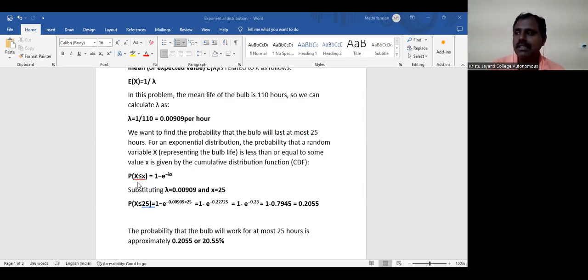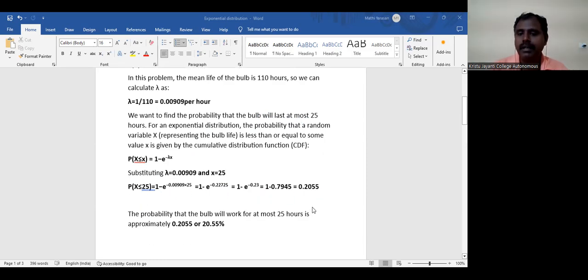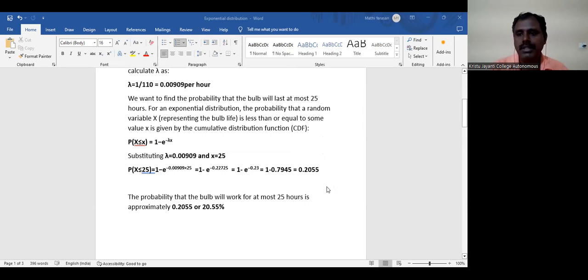So P of x less than or equal to small x equals 1 minus e to the power minus lambda x. Here you have to substitute the lambda value and x value so that you will get P of x less than or equal to 25. What is the value you are getting? So multiply with 100, you will get the percentage. Hope this problem will be clear.